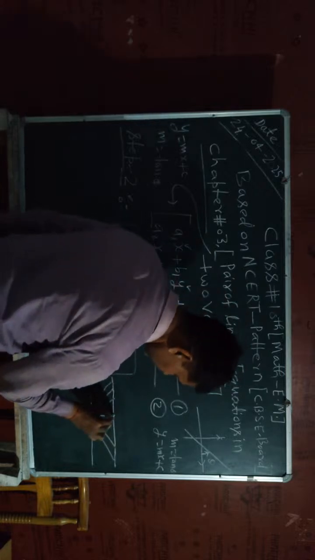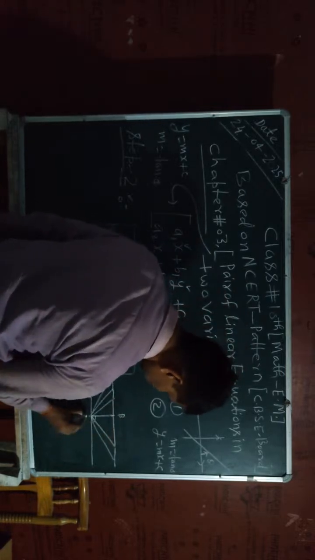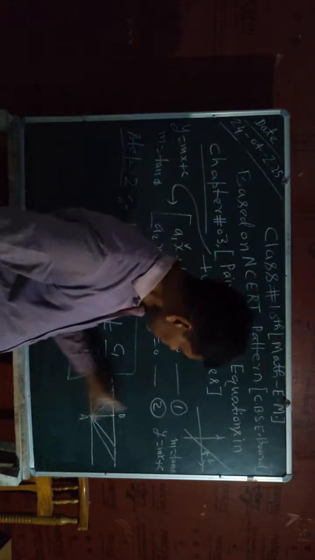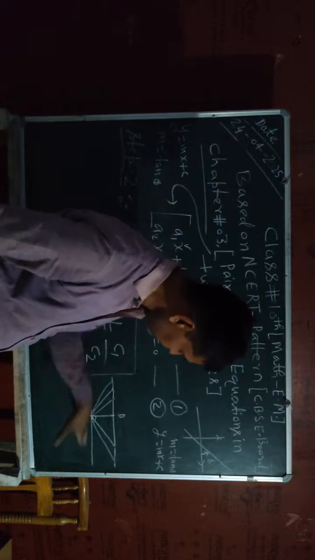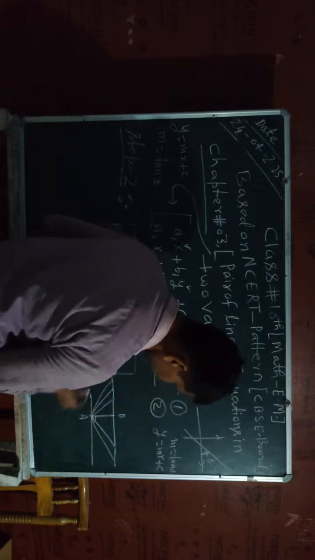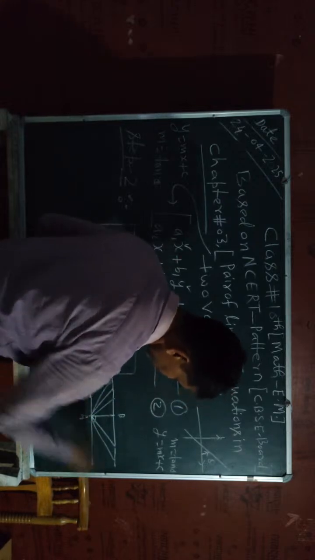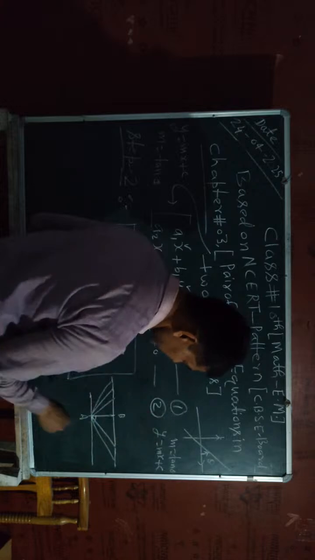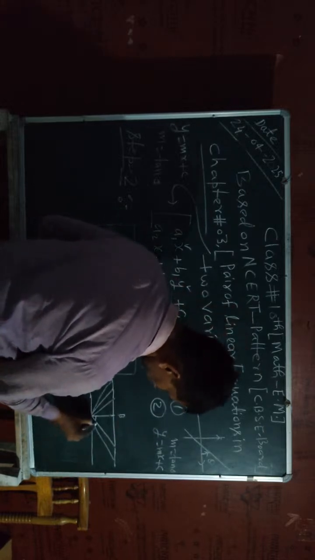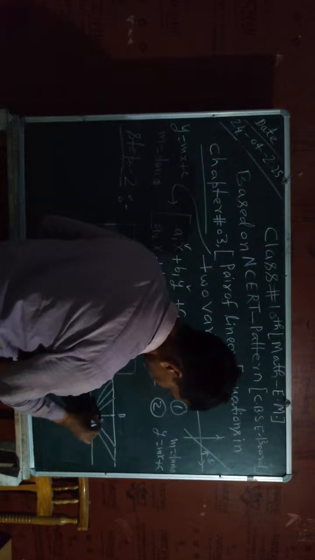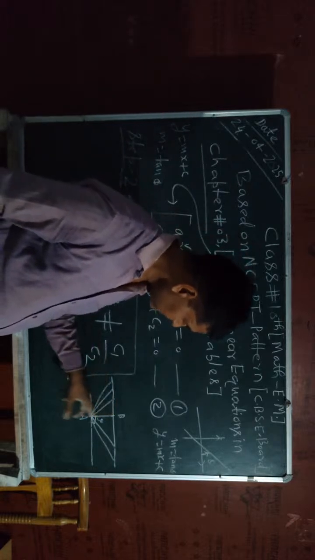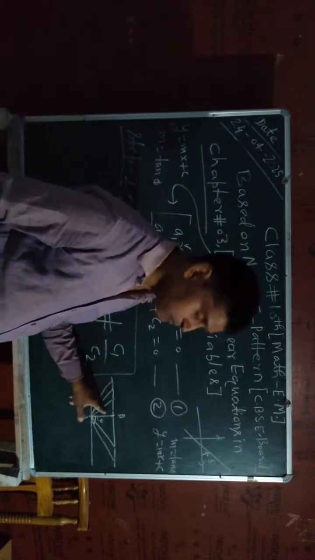So I will take point B. So point A and B. So I will say the AB line is perpendicular to this horizontal line. This is the horizontal line. This is the vertical line. This vertical line is perpendicular to the horizontal line. It means that the angle between these two lines will be 90 degrees. So I will consider this distance from A to B. This will be the minimum distance.